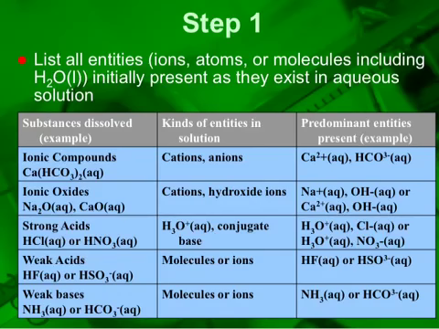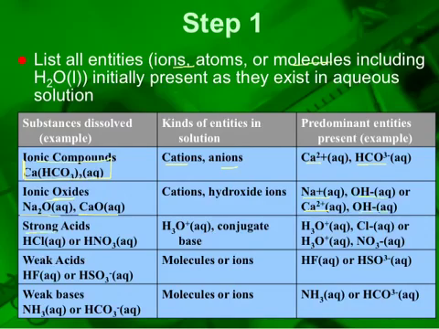The first step is to identify all the entities, ions, atoms, or molecules that are present in an aqueous solution. If you have an ionic compound such as calcium hydrogen carbonate, it will dissociate into cations and anions such as calcium ions and bicarbonate ions. Whereas if you have an ionic oxide such as sodium oxide or calcium oxide, it would dissociate into the cations, such as sodium and calcium, as well as hydroxide ions.